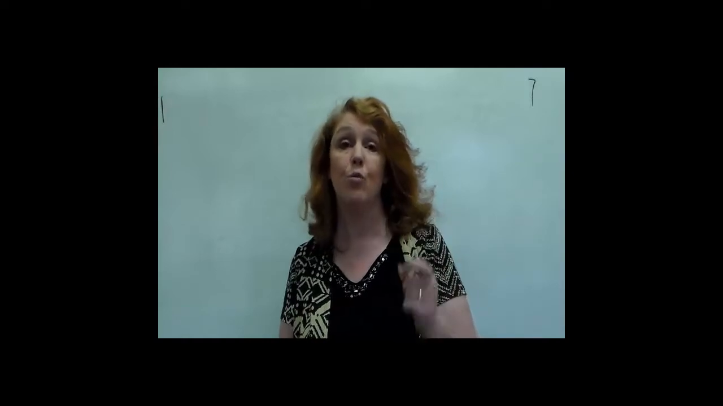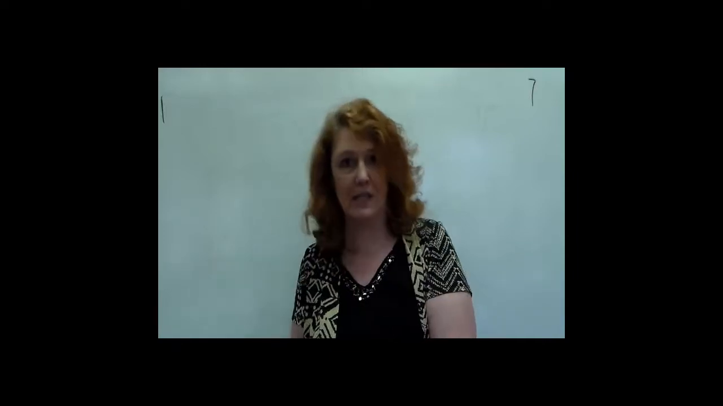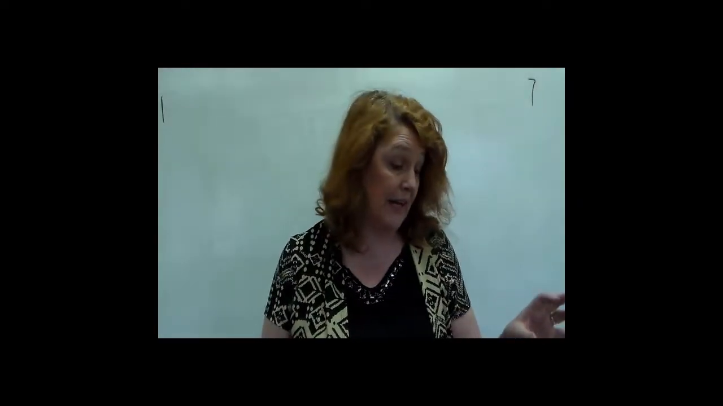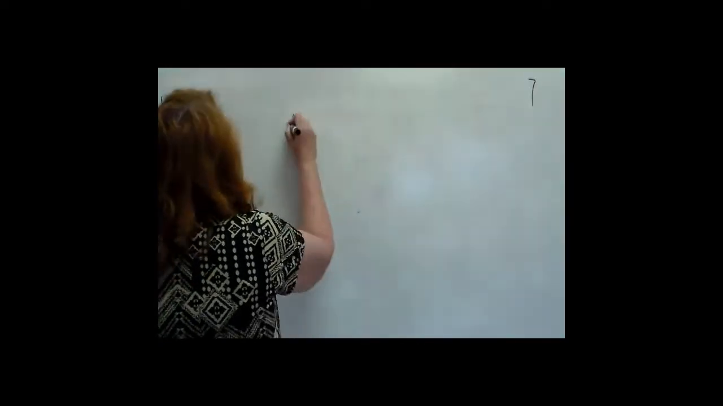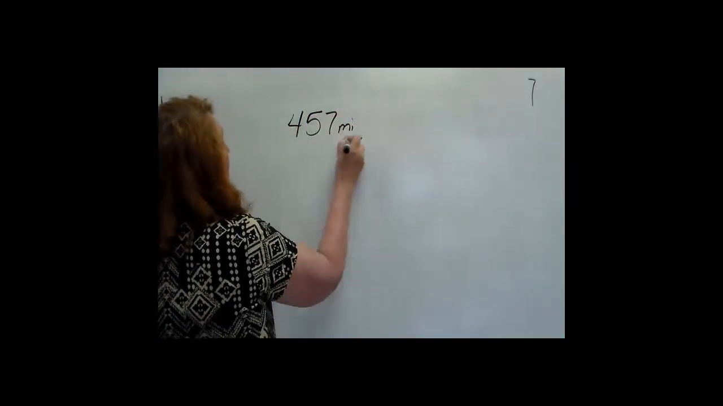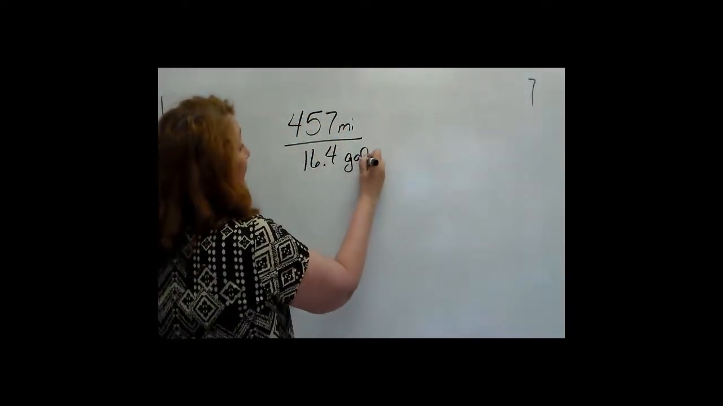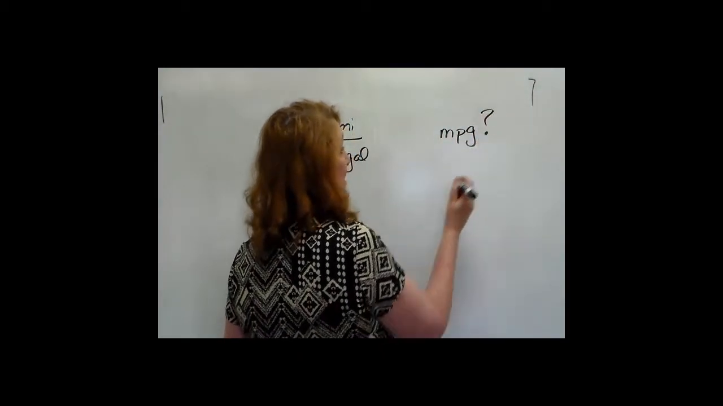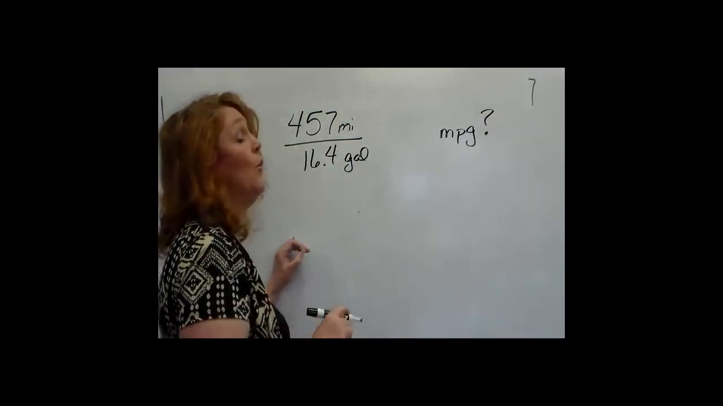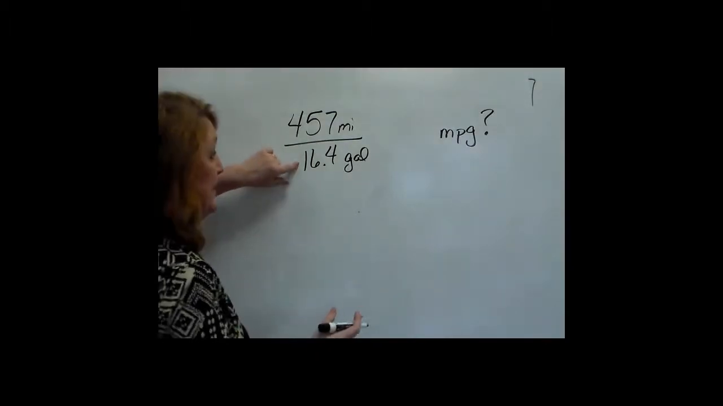Then it asks us to work with ratios and treat ratios like they're fractions and convert them to decimal notation. For example, the example number 12 that is on the bottom of page 297, you've got a car that drives 457 miles, and you just filled that up with 16.4 gallons of gas. And the question is, how many miles per gallon does it get? Well, this is a long division problem. This is 457 divided by 16.4.